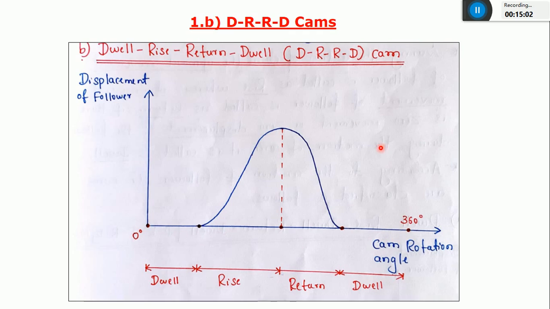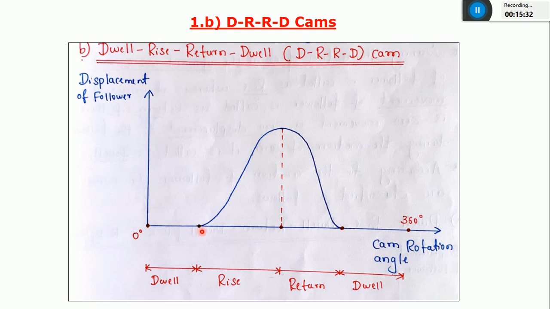Okay, so in this graph you can observe that initially for 90 degree, whenever the cam is rotating through an angle 0 to 90, there is no movement of the follower. The follower is under rest. It means the displacement of the follower is 0. There is no distance traveled. Okay, so I can call it a dwell time during the first 90-degree rotation of the cam.